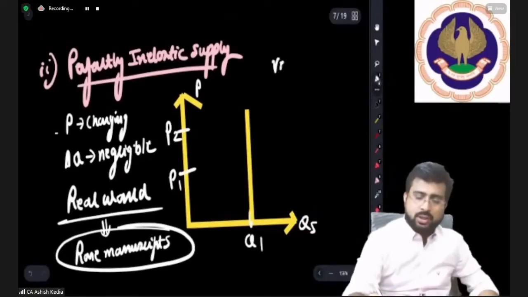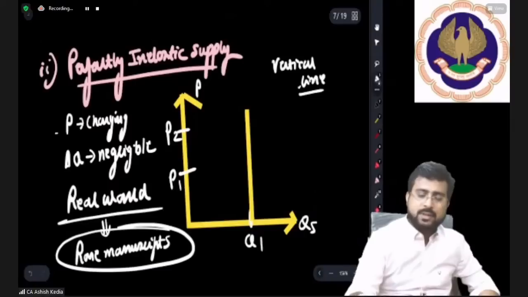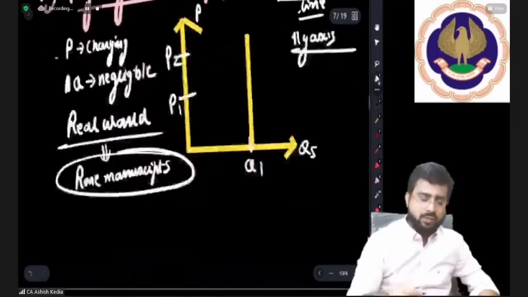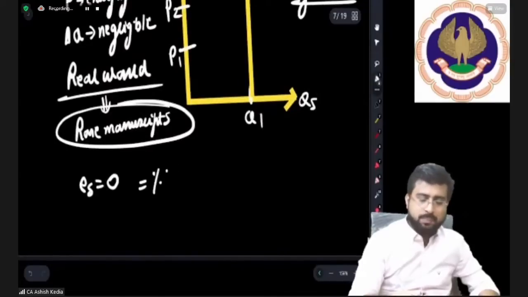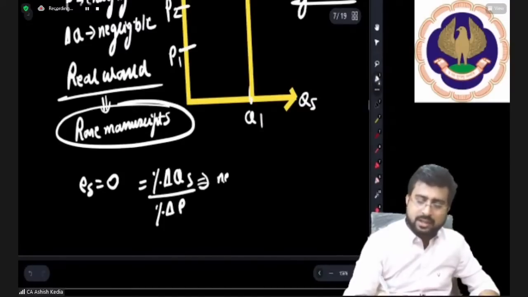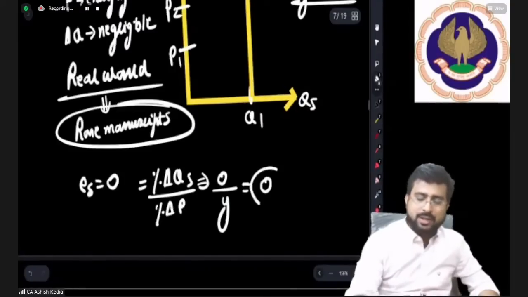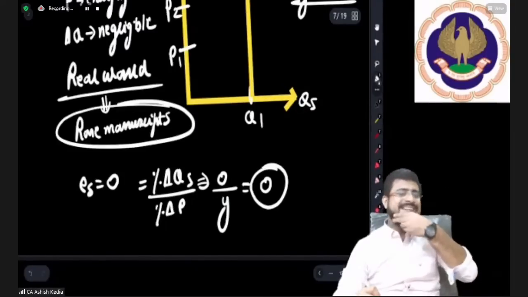Let me write it down for you. It is a vertical line that is parallel to the y-axis. And what is the value of elasticity of supply here? 0. Why, sir? Because percentage change in quantity supplied by percentage change in price. Percentage change in quantity supplied is negligible, so it is 0. Percentage change in price is any amount, let's say y. So 0 by y is 0. So the value of elasticity here is 0.